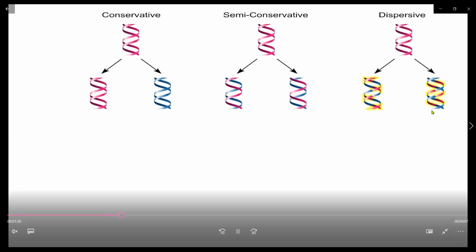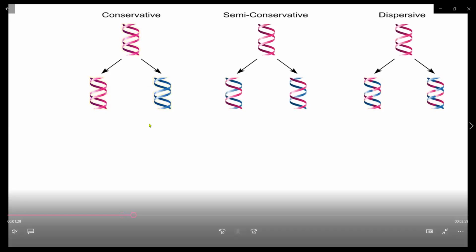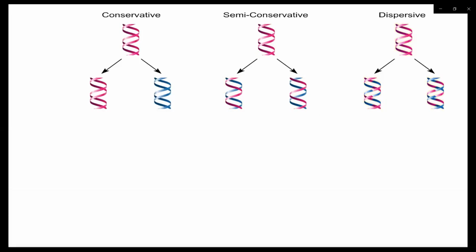So we have a mixture of both the mother and the daughter strands. So this was hypothesized. As you can see, they are showing it by the yellow highlights, the three cases that were hypothesized.